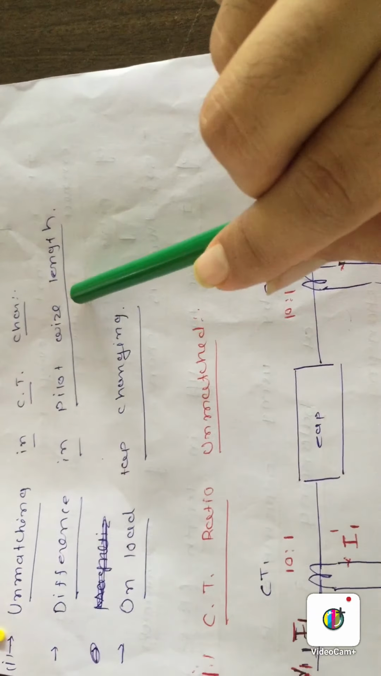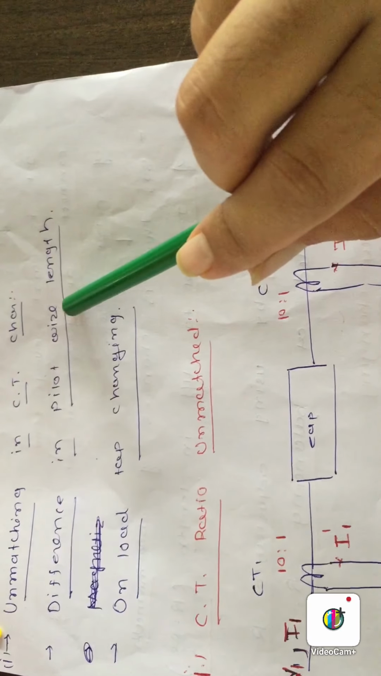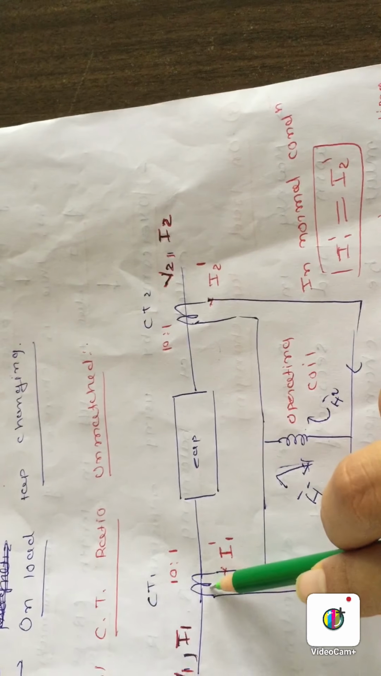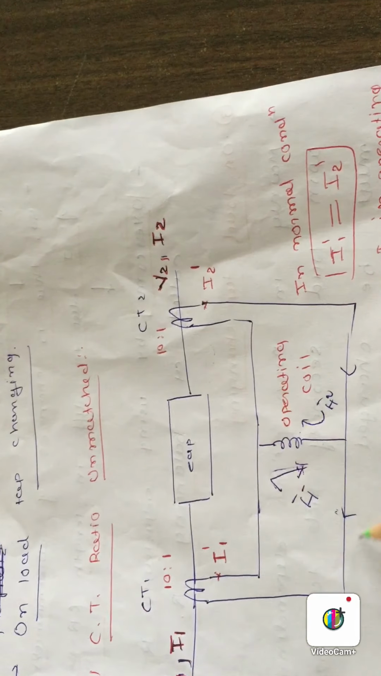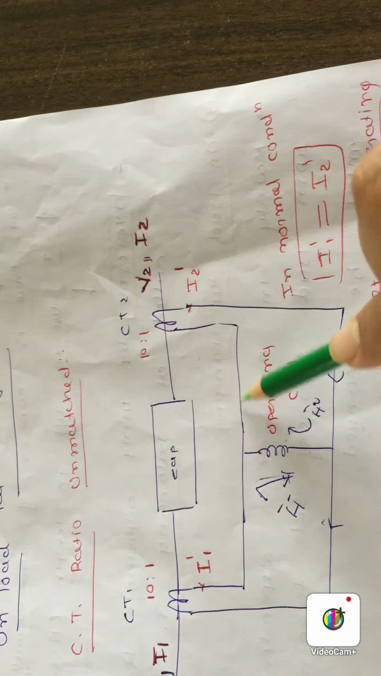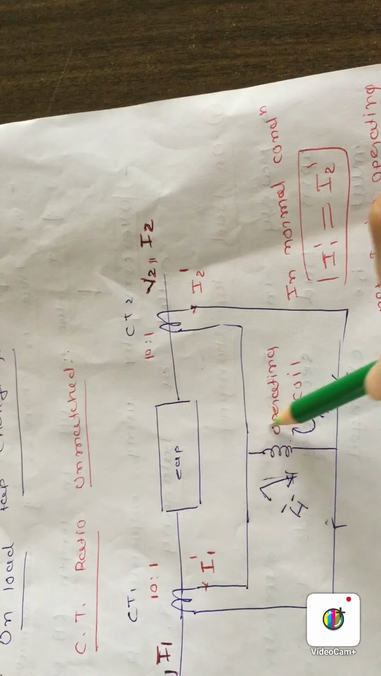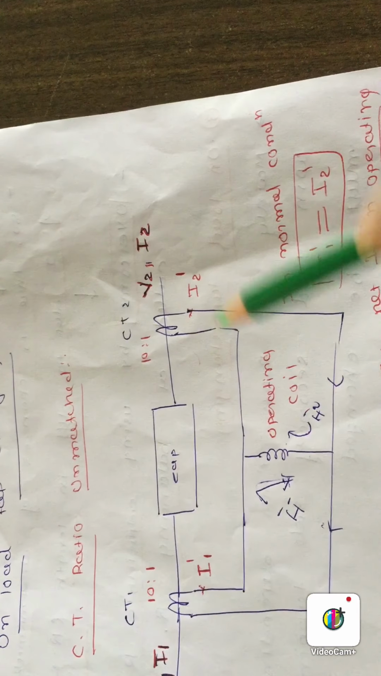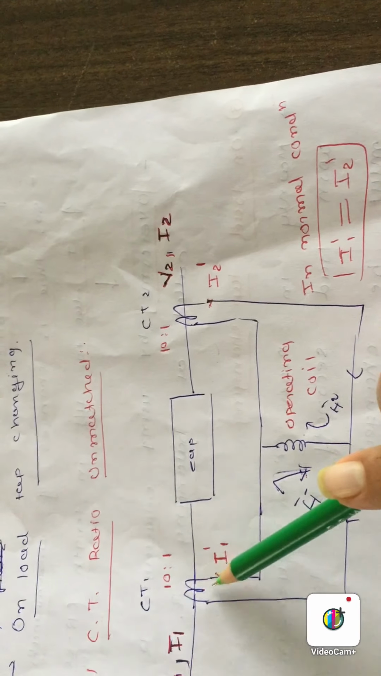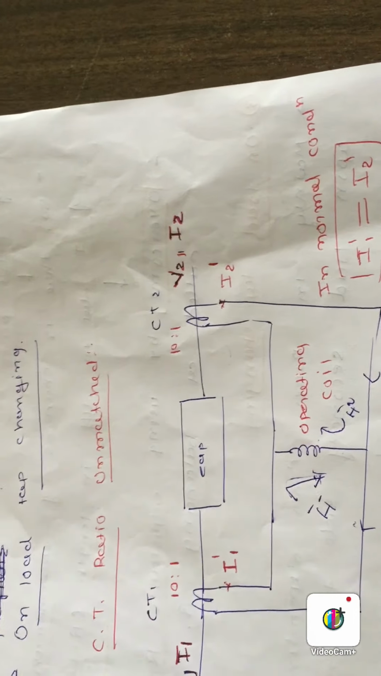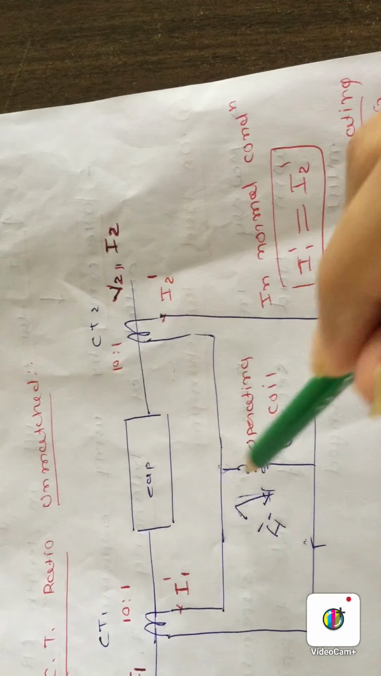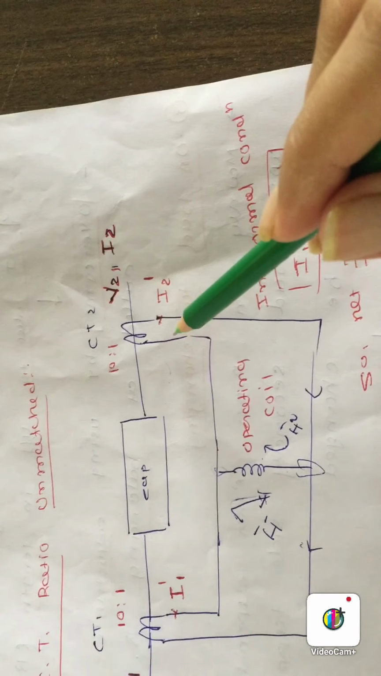Difference in pilot wire length will also create a problem in differential protection. Here this CT secondary is connected through this wire to the operating coil. Again, the CT2 secondary is connected through these two wires to the operating coil. These two wires are known as pilot wires. So using pilot wires we are connecting the CT secondaries with the operating coil. Now in this figure you can see that the operating coil is just at the center from both CT1 and CT2.